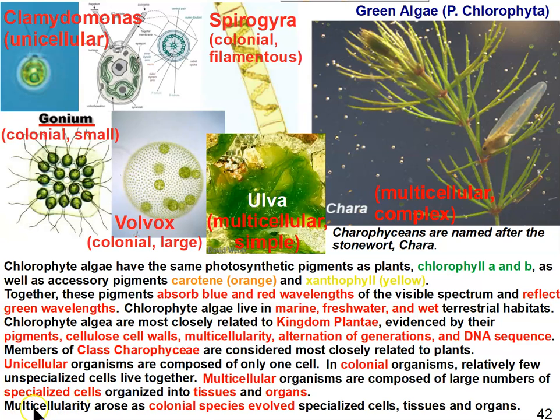So the idea is that multicellularity arose as colonial species evolved specialized cells, tissues, and organs. So we went from unicellular to colonial, and then colonial organisms evolved specialized cells, tissues, and organs to produce multicellular organisms. So this arrow represents the direction of evolution, from unicellular through colonial to multicellular. That's the idea. And I hope that makes sense to you.